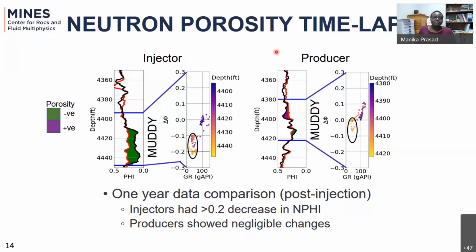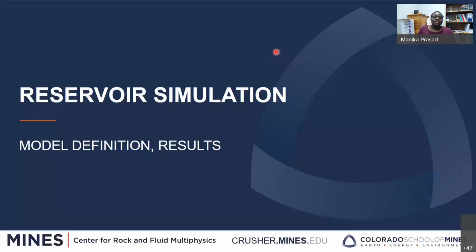So we went on to see if we simulate CO2 interaction with oil in the model, can we explain the reasons for which this is happening? Why does the producer not show as much response as the injector does? And so I'll be defining the model to you, showing you the constraints and parameters of the model, and discussing the results of the model with you.